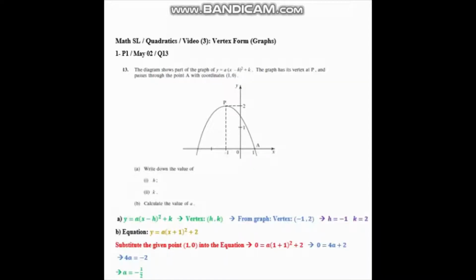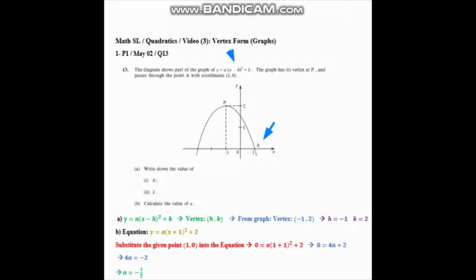So you are given the equation y equals a times (x minus h) squared plus k. This is what we call vertex form. The graph has its vertex at P and passes through the point A with coordinates (1, 0). Write down the values of h and k.